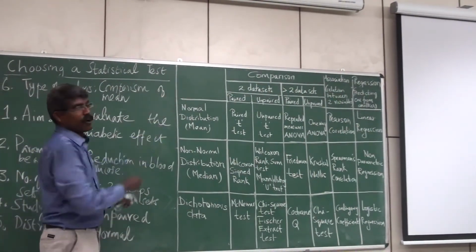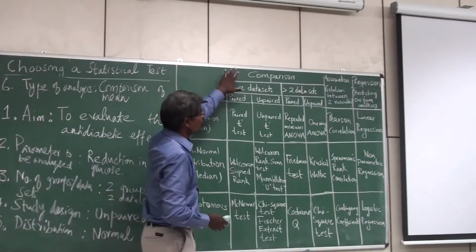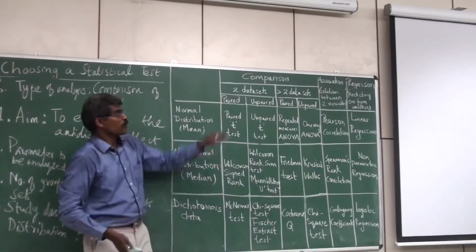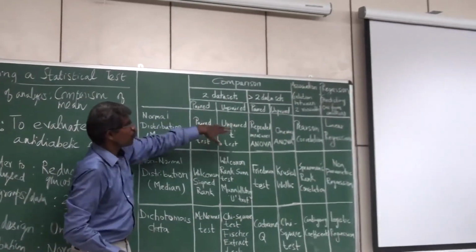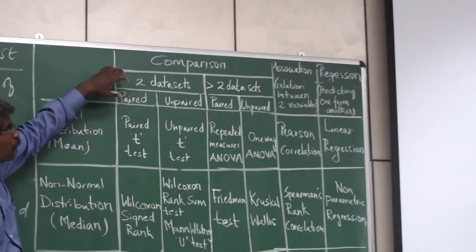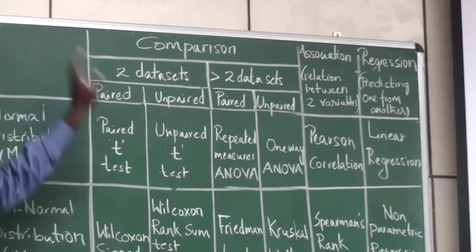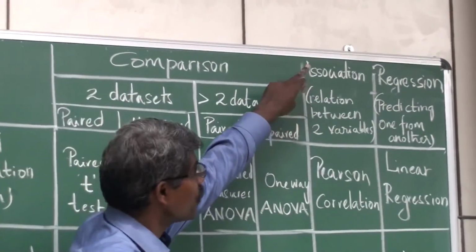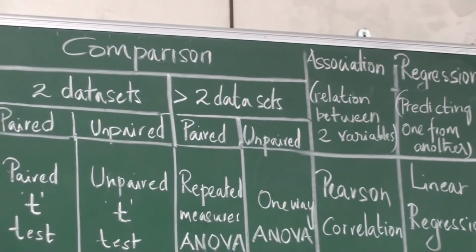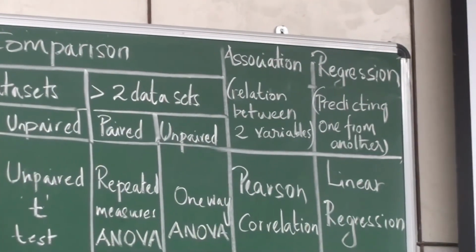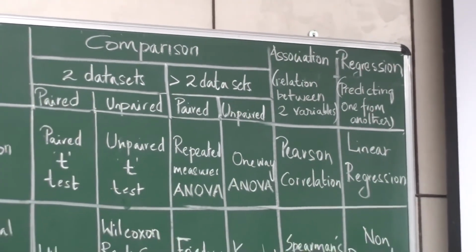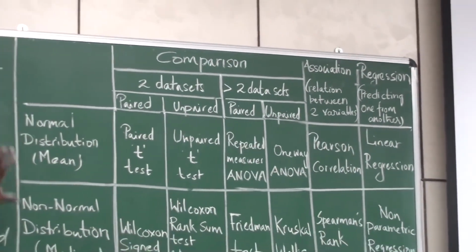Now let's look into the columns. You can see you have again 3 major columns. The first column, which is big and has 4 subdivided columns, is comparison. So it is comparison of 2 or more data sets, isn't it? The second column is association, finding relation between 2 variables. The third column is regression, predicting one variable from another. Now what we need to do is fix the row first.